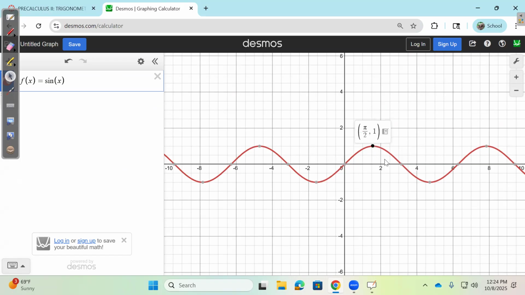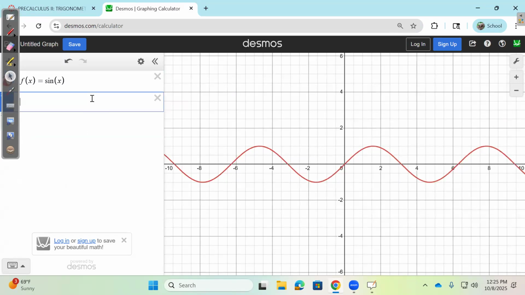And I have my peak at pi over 2, 1. We have another 0 at pi. We started at a 0. And we have our minimum at 3 pi over 2, -1. And then we complete one cycle at 2 pi. So this is a periodic function. What that means is after a certain amount of distance on the independent variable, the y values get repeated. And so we can see the sine has a period of 2 pi.